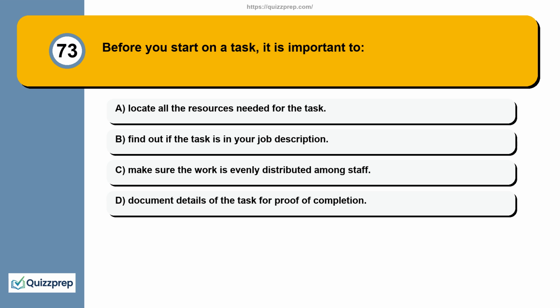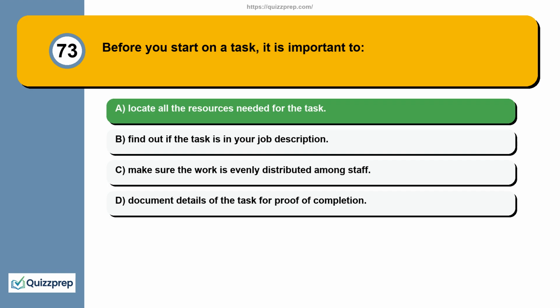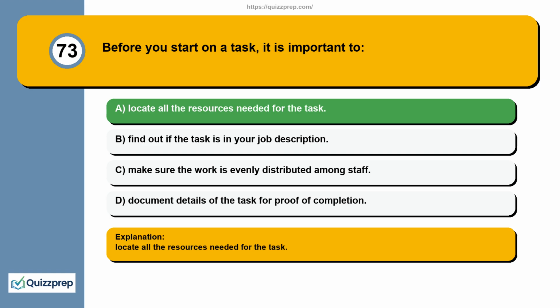Before you start on a task, it is important to: Option A, locate all the resources needed for the task. Option B, find out if the task is in your job description. Option C, make sure the work is evenly distributed among staff. Option D, document details of the task for proof of completion. The correct answer is option A, locate all the resources needed for the task.